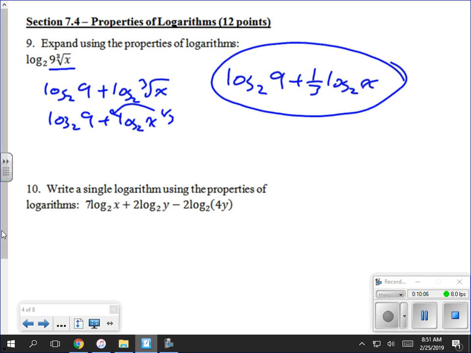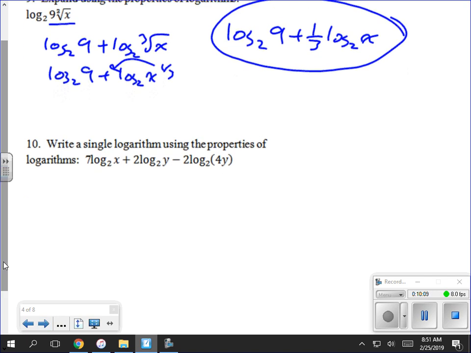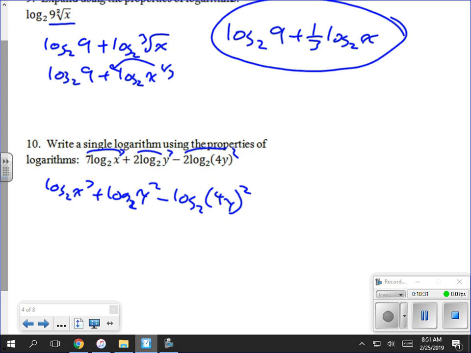On this one here, I want to combine it into one logarithm. My first step is to bring all my powers up. So I get log base 2 of x to the 7th plus log base 2 of y squared minus log base 2 of 4y quantity squared. And this is important. I'm squaring the entire 4y.